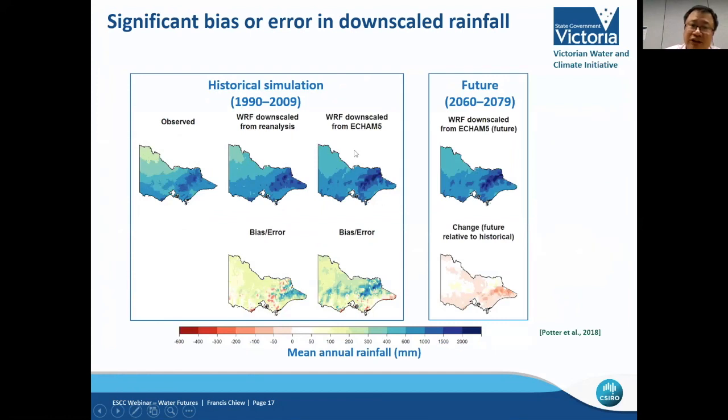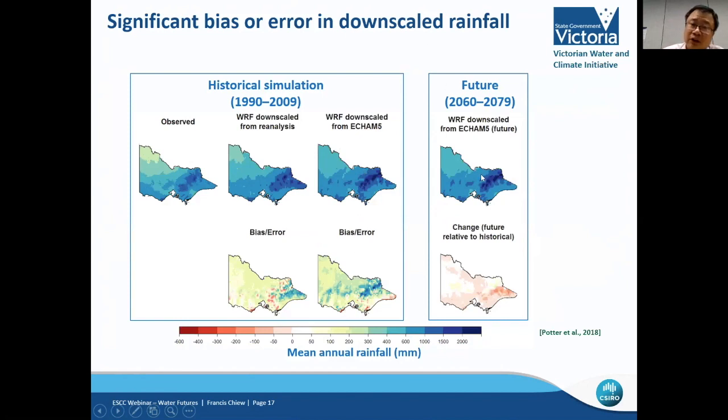And this plot here simply shows the same historical simulation from the downscaling, but using the global climate model. In this case, the ECHAM5 global climate model as the boundary conditions. So if we compare this plot and the observed plot, these are the biases of error that I'm talking about in terms of the mean annual rainfall.